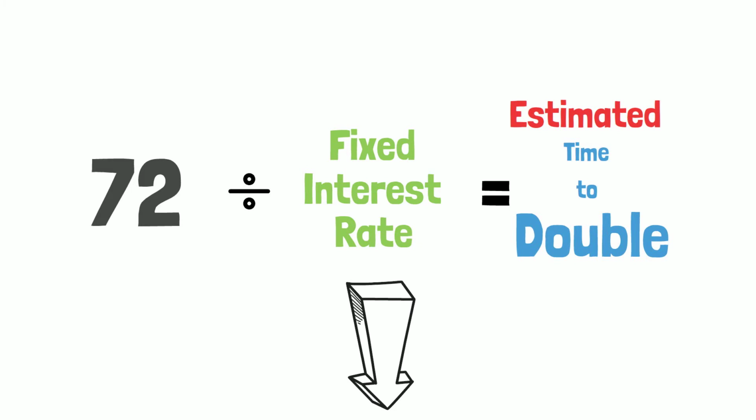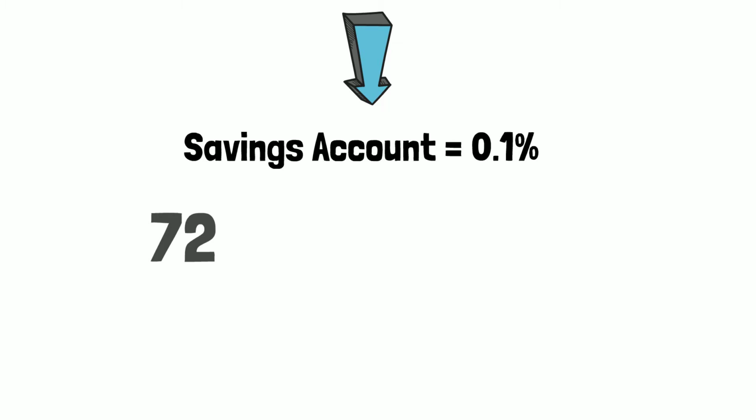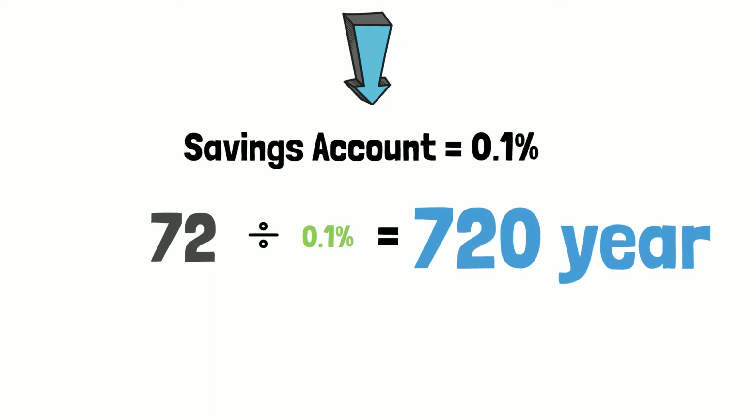Let's look at a real-life example and see how long it will take to double your money using the rule of 72. Savings accounts have about a 0.1% fixed interest rate. So, dividing 72 by 0.1 will give us 720 years. Wow, that's pathetic. That's not even worth doing. I can't think of a single currency that's still in use after 720 years, besides gold or silver, but that's different. So, yeah, forget savings accounts.